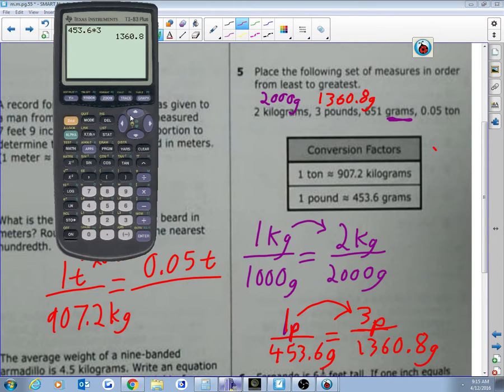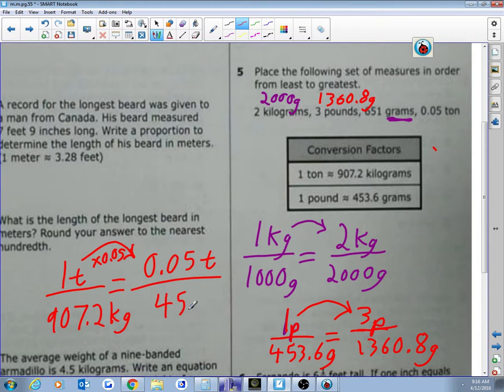So let's use a calculator. I got 907.2 times 0.05, and that's going to be 45.36 kilograms. Okay, so now I've got to turn it into grams. I know for every 1 kilogram, I've got 1,000 grams, and I'm looking for 45.36 kilograms. Well, 1 times 45.36 equals 45.36. That's my scale factor, my factor of change. So what I do to the bottom, I've got to do to the top.